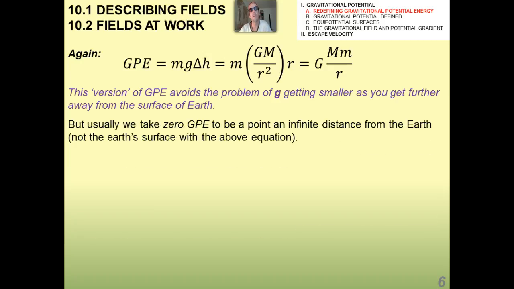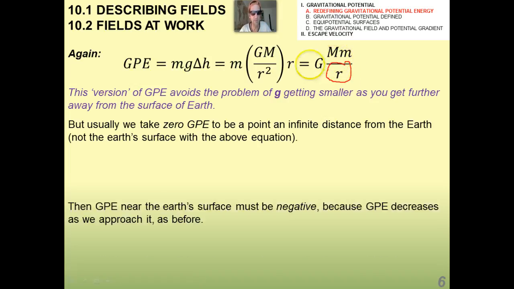It works. Now, usually we take 0 GPE to be a point at infinite distance from the Earth. Now, why would that be? Not the Earth's surface with the above equation? Because 0 GPE is the place where this expression goes to 0. It's going to be when r is infinite because r is on the bottom of this fraction.